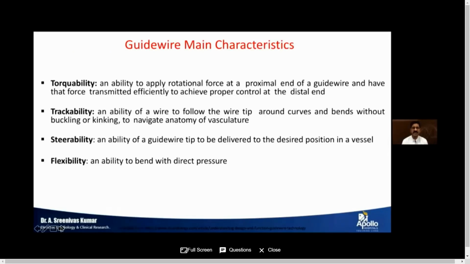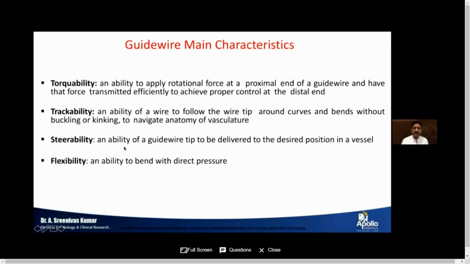Torqueability is basically when you are torquing or rotating at the proximal end of the wire, what happens at the tip of the wire? If it is 1:1 torque transmission, that means you have a good torqueable wire. Some of the senior cardiologists may excuse me, but I thought I would explain some basics too, as I am covering various levels of people.